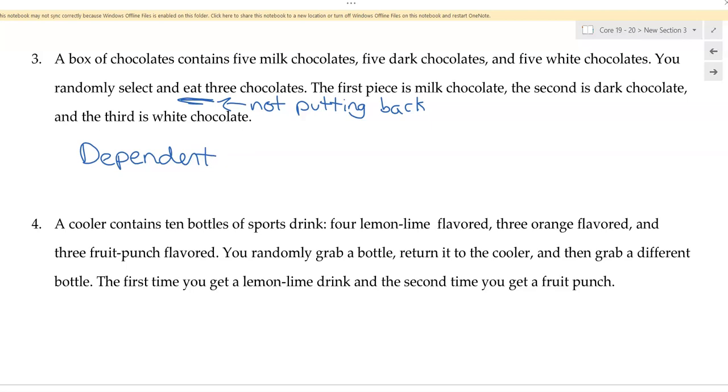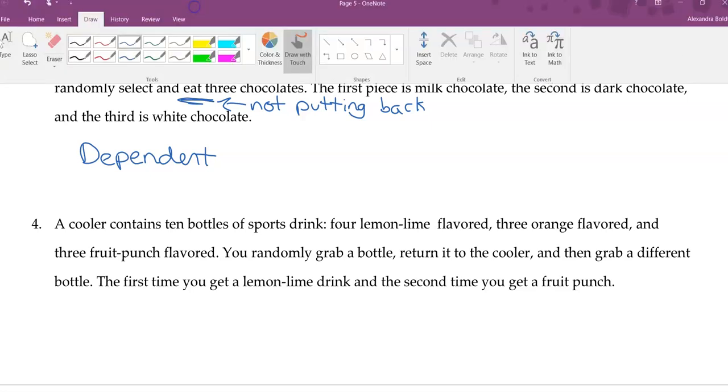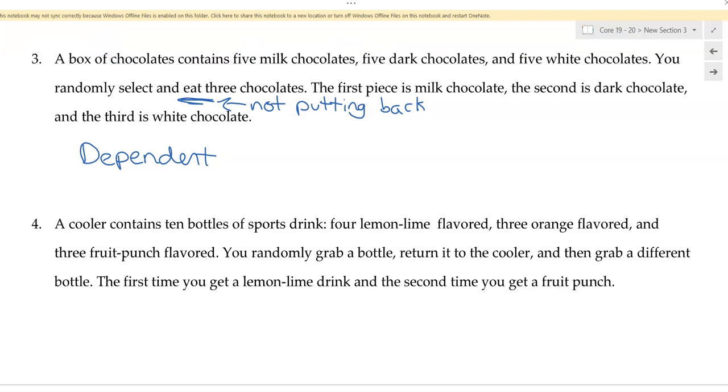A cooler contains 10 bottles of sports drink. 4 lemon lime flavored, 3 orange flavored, and 3 fruit punch flavored. You randomly grab a bottle, return it to the cooler, and then grab a different bottle. The first time you get a lemon lime, and the second time you get a fruit punch. Right, so this would be like, I really want a fruit punch, I randomly reach in, oh, that's a lemon lime, grab the ice, oh, here's the fruit punch that I wanted, right? And since I put it back, right, this is independent.